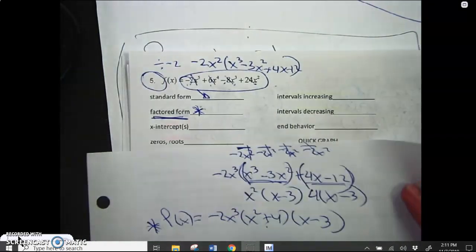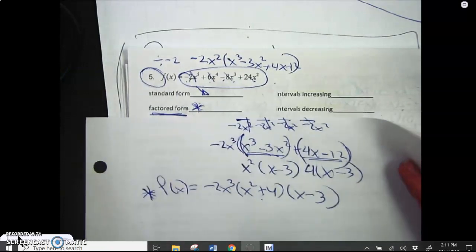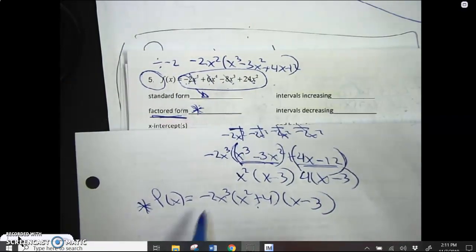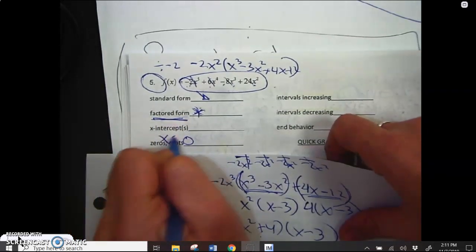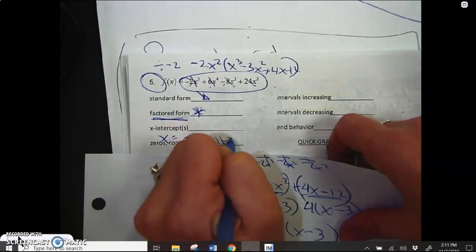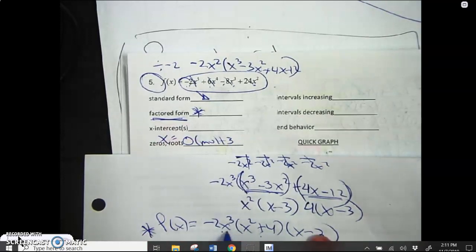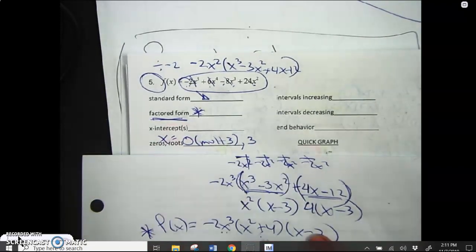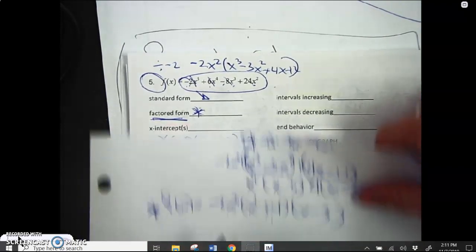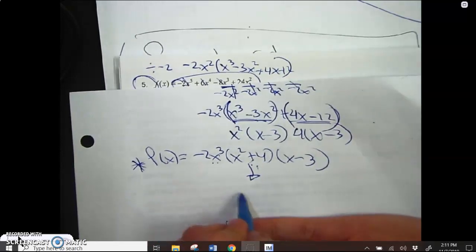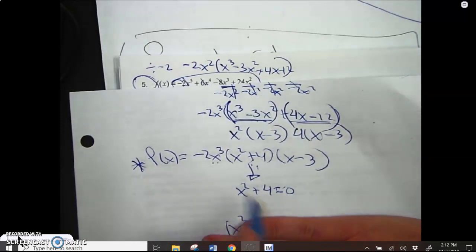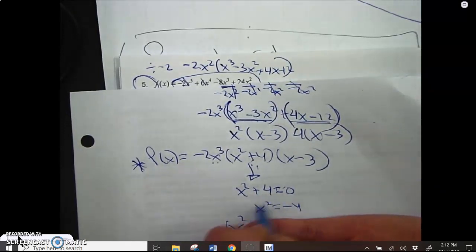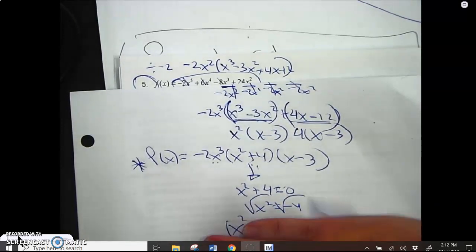Okay? So now the x-intercepts. All right. So if I'm going to focus on the x-intercepts, there's a 0, multiplicity 3, because there's 3 of them, and I have to solve this one. So if I set that equal to 0, subtract 4, square root, plus or minus 2i.